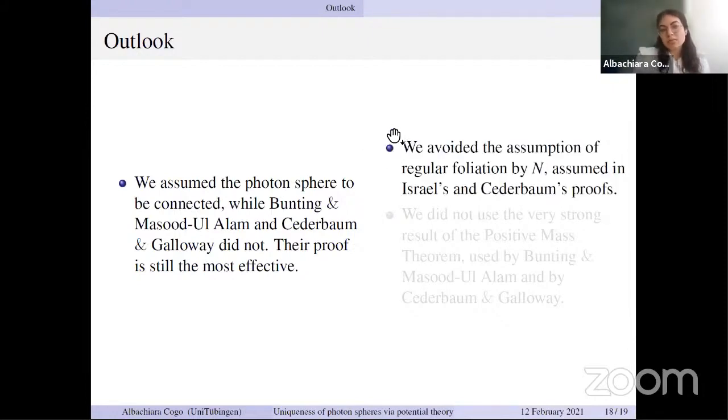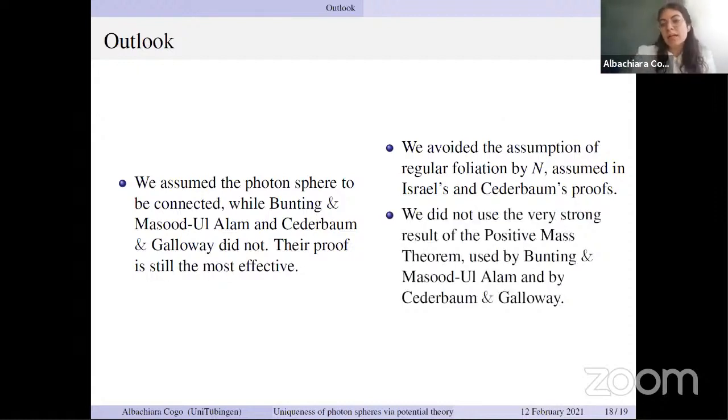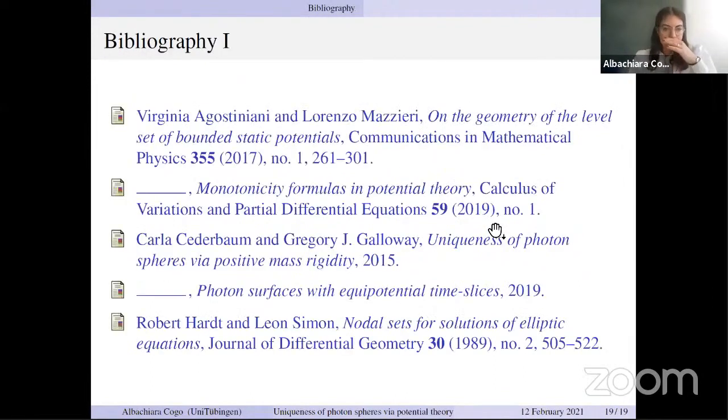But it was also a good way to prove it, because we avoided the assumption of regular foliation by hand, which is a big deal. And we also avoided using the positive mass theorem, which was used by them, and it's a very strong result. So these are my main references, and thank you for your attention.